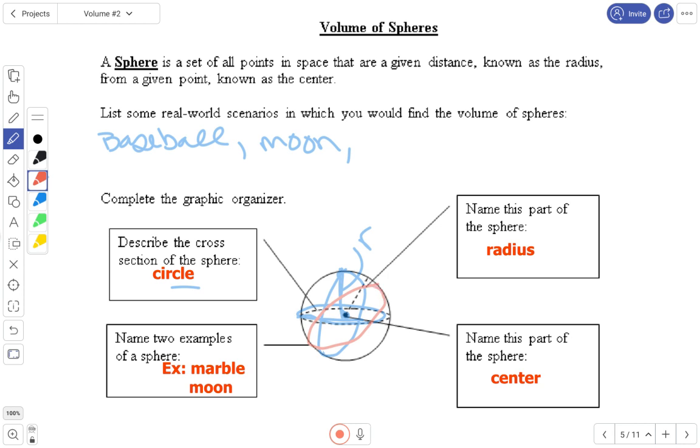Here is that cross section. You have that circle that's going through or running the outside of the sphere. You have the middle section. You have the center of the sphere that goes to the outside of the circle. All right, name its parts of the sphere. I already talked about this. Radius, going from the middle of your sphere directly out to the outside of the sphere. And I talked about these two. The center is right in the middle of your sphere, and examples, we named a couple up here.